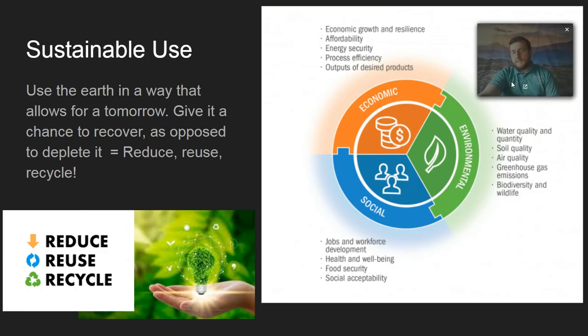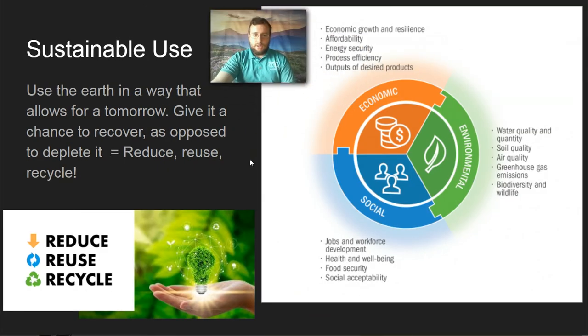So, which takes us to the idea of sustainable use. That is using the earth in a way that allows us to have it tomorrow. That must require us to give it a chance to recover as opposed to just depleting it without concern. The best way to do that is with the famous reduce, reuse, and recycle. Use less is the primary thing that you can do.